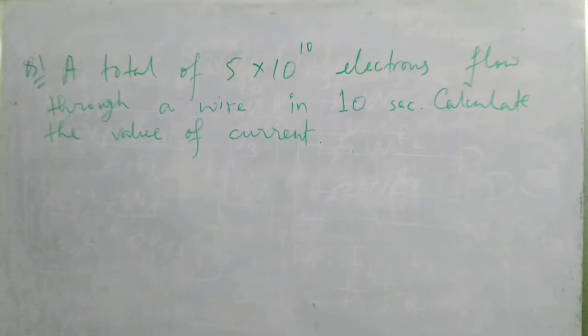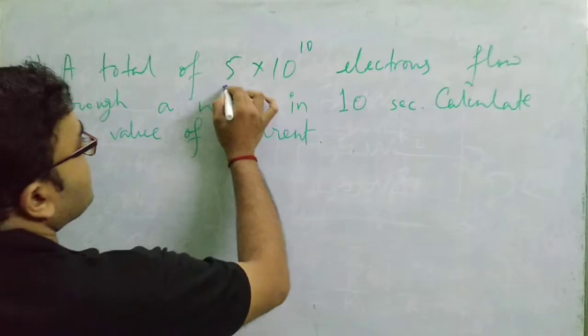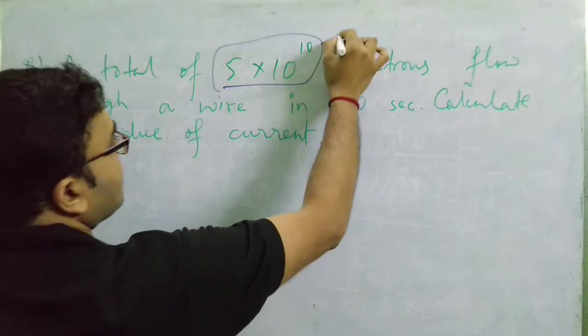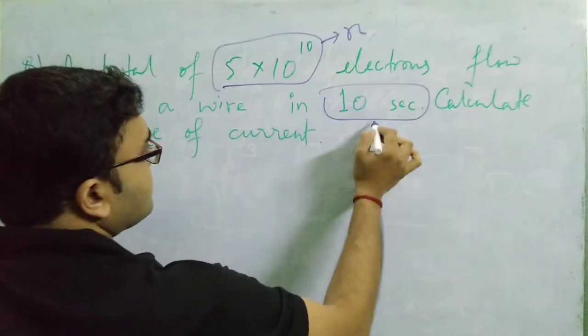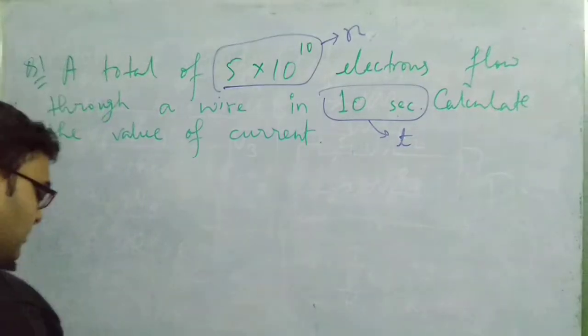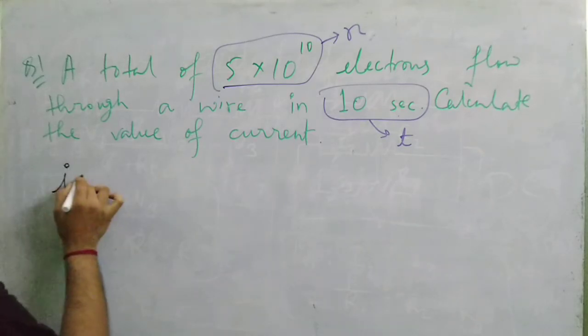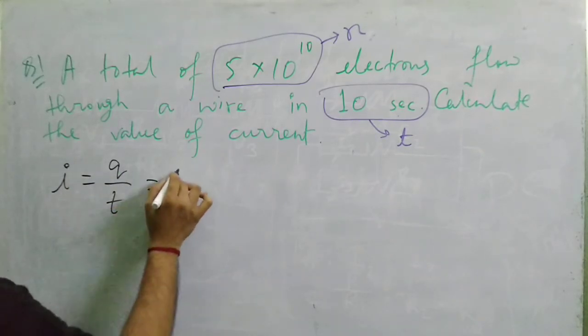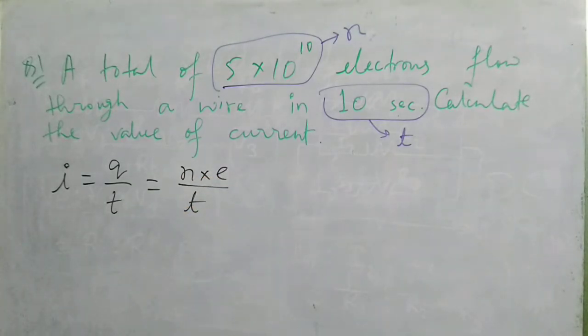I think you have solved it by now. Okay, now let us come to the solution. If you have not been able to solve it, just see. See here, when we say the total of 5 into 10 to the power 10 electrons, what is this? This value is actually n, the number of electrons that are flowing. And this 10 second is the time that you are required. So you know that the formula for current I is equal to Q by t, and this Q can be expressed as n into e by t, where e is the charge on one electron, n is the number of free electrons that are flowing, and t is the time.